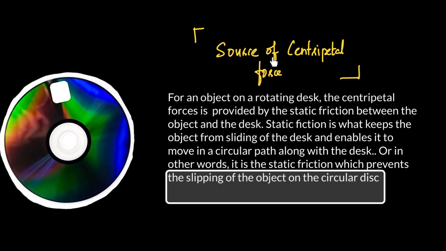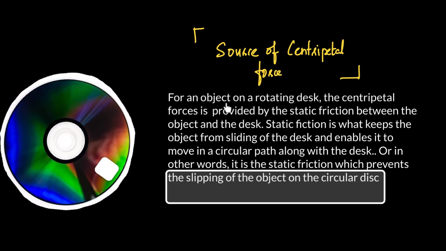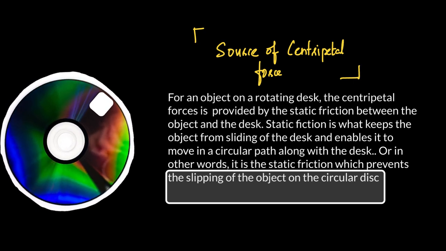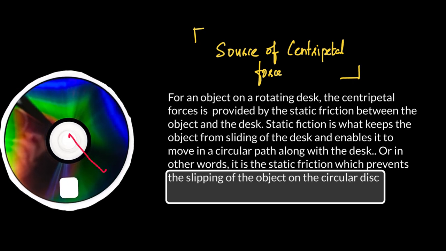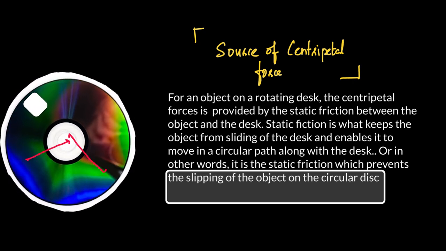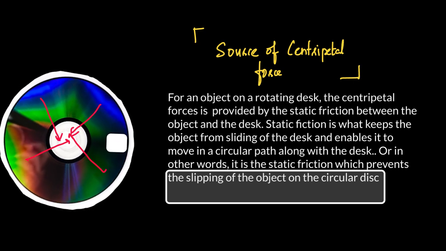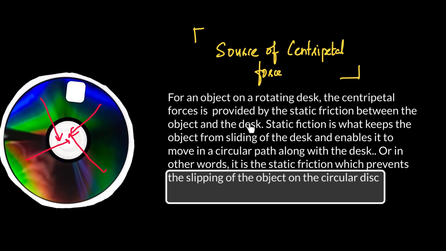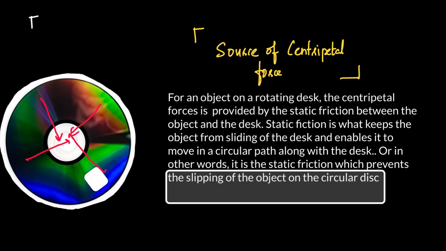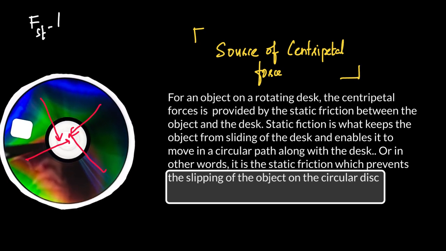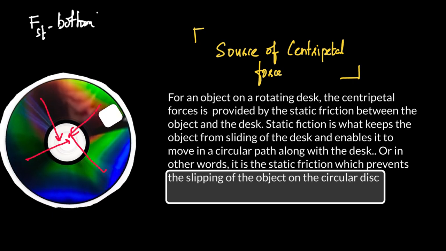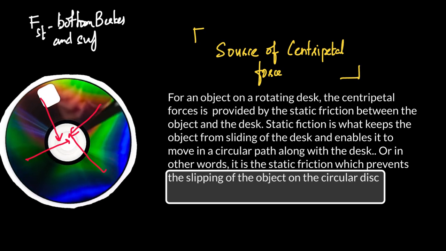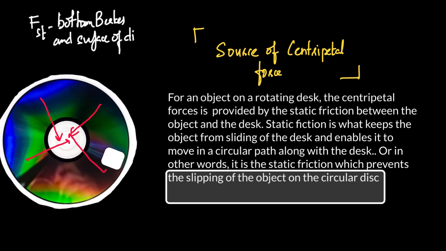So now let's discuss the source of centripetal force here. For an object on a rotating disc, the centripetal force, which always acts towards the center, is provided by the static friction between the object and the disc. In this case, this would be F static between the bottom of the beaker and the surface of the disc.